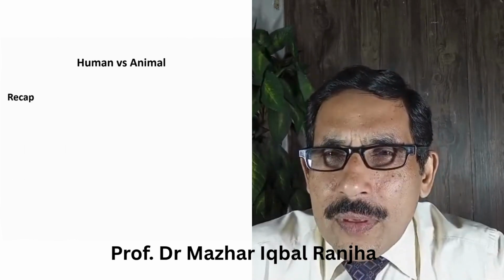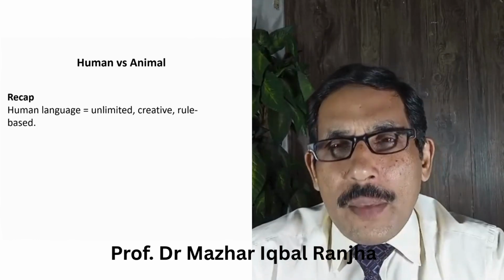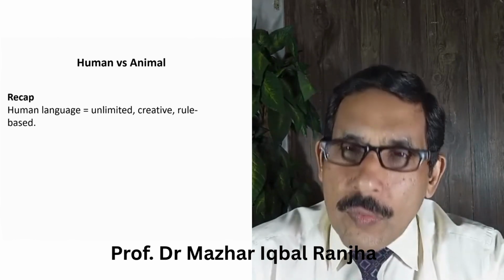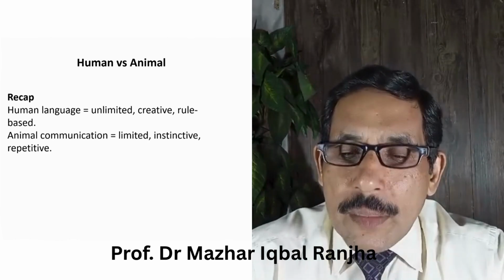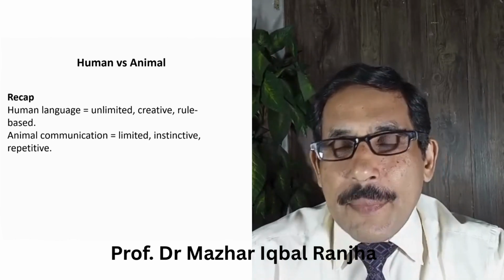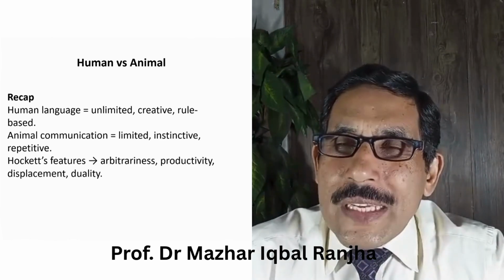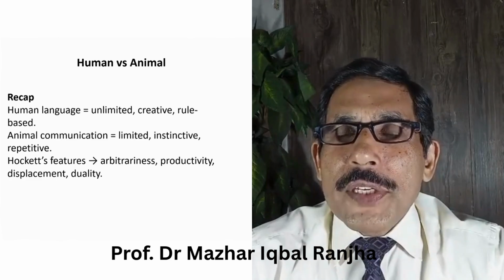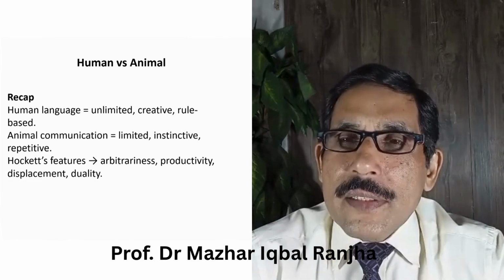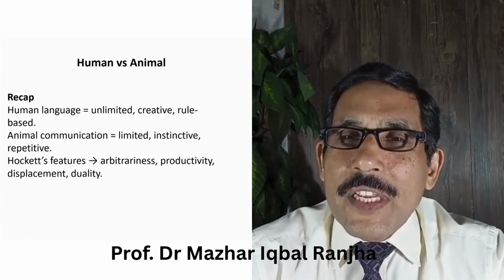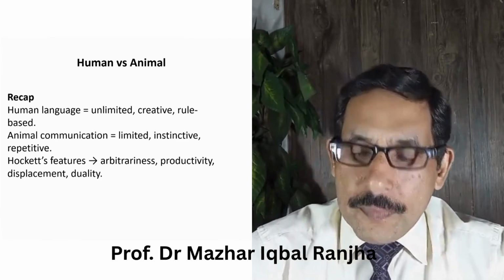Let's recap what we have discussed in this lecture. Human language is unlimited, creative, and rule-governed. Animals can communicate, but their communication is limited, instinctive, and repetitive. They keep on repeating those sounds. Hockett's features that differentiate human language from animal communication are arbitrariness, productivity, displacement, and duality. These are specific features of human language.